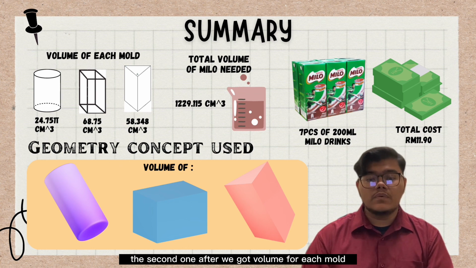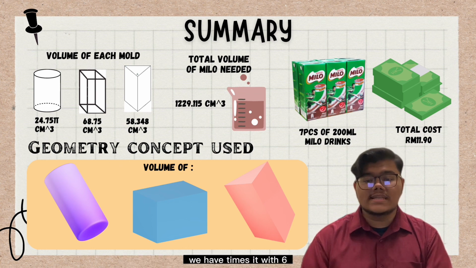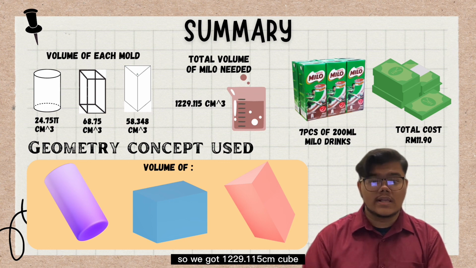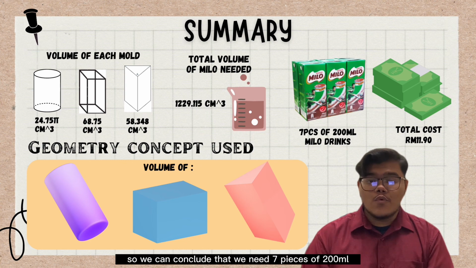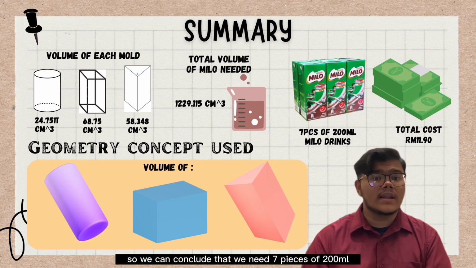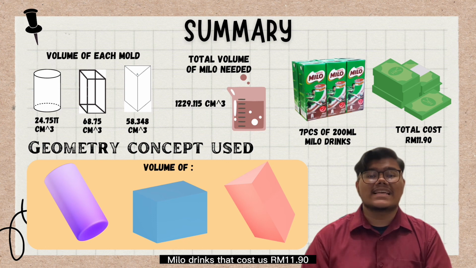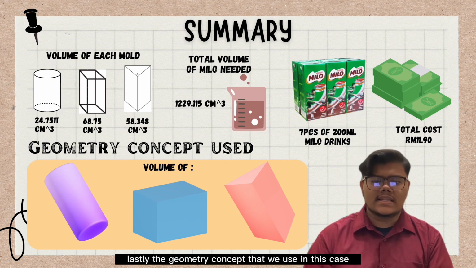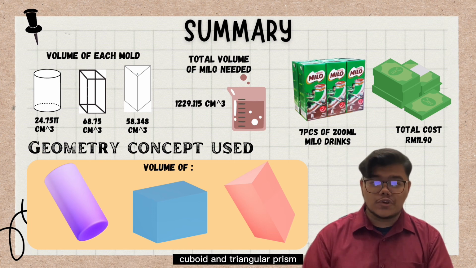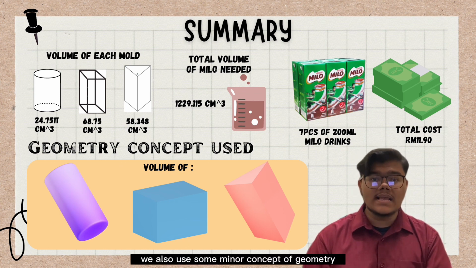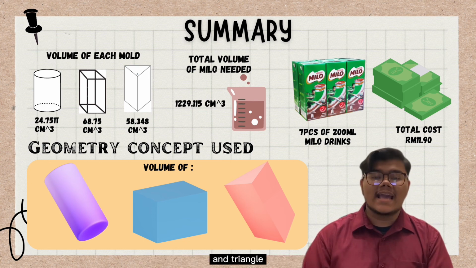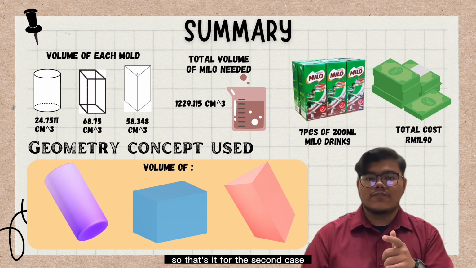The second one, after we got the volume for each mold, we times it by 6. So we got 1229.115 cm cube as the total volume of Milo drinks needed. So we can conclude that we need 7 pieces of 200 ml Milo drinks that cost us RM11.90. Lastly, the geometry concepts that we use in this case are the volume of cylinder, cuboid, and triangular prism. Other than that, we also use some minor concepts of geometry such as the concept of circle and triangle. So that's it for the second case.